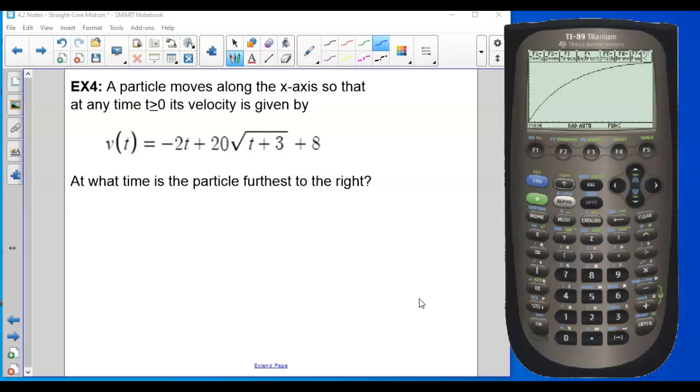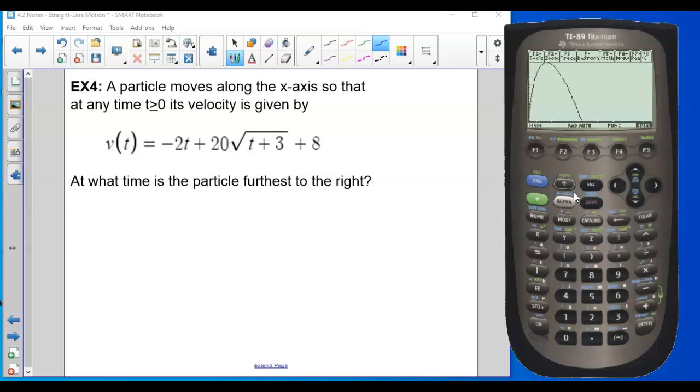And so if we look at our velocity here, we can see that this velocity is always positive. Actually, it's not going to be always positive. Let's change our window a little bit. We need a lot bigger numbers, so let's go to like 150 here and just graph and see what happens here.